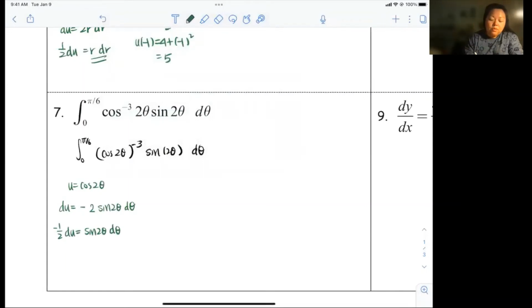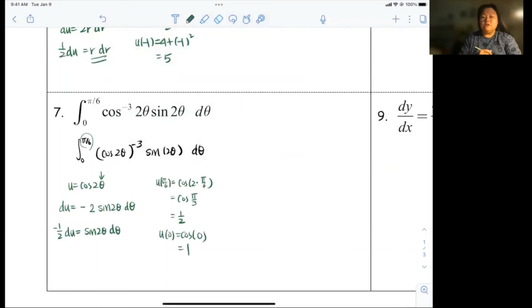Okay, again, more work. We're going to plug in the pi over 6 into this equation here. So u equals cosine of 2 times pi over 6. That's cosine of pi over 3. That gives me 1/2. U of 0 is cosine of 0. That is 1. I typically write the u of, so I know what I'm plugging in. So that makes it a little bit easier to follow.